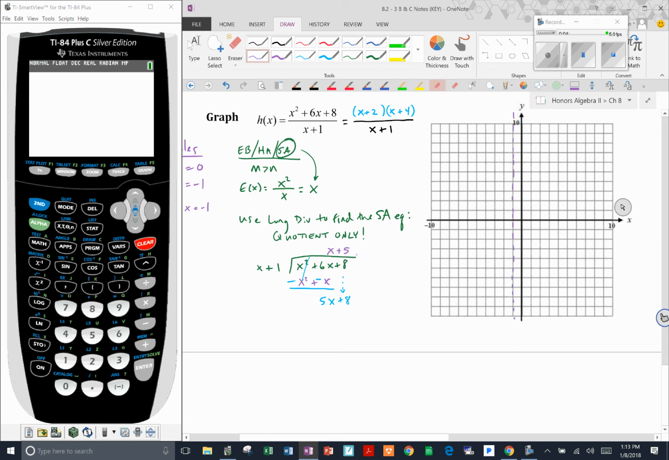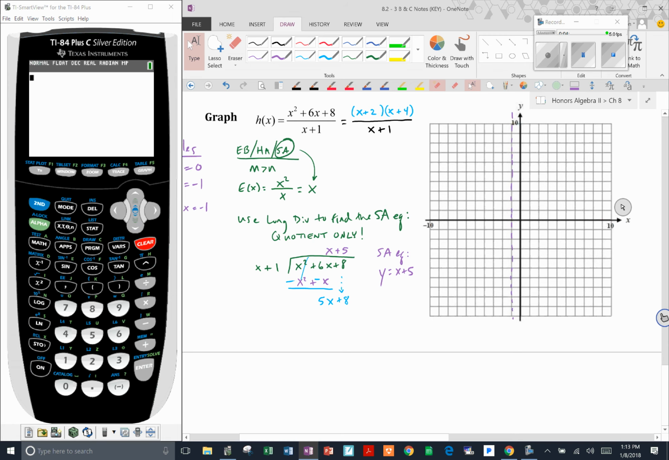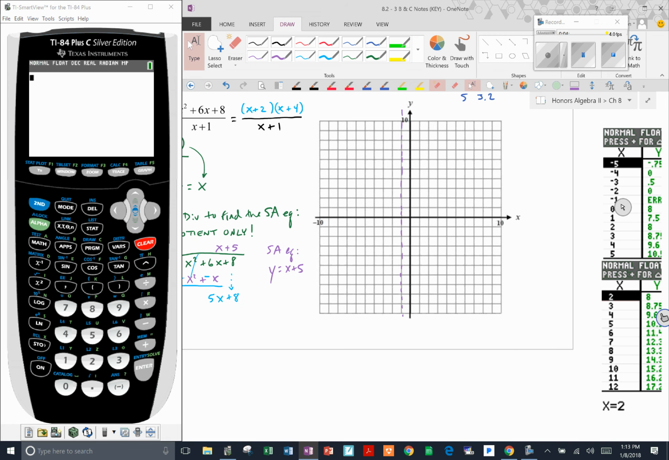We can stop right there. You don't have to multiply it through and find the remainder. The slant asymptote equation is y equals x plus 5. Let's go ahead and graph that on our graph over here as our asymptote. Y equals x plus 5.